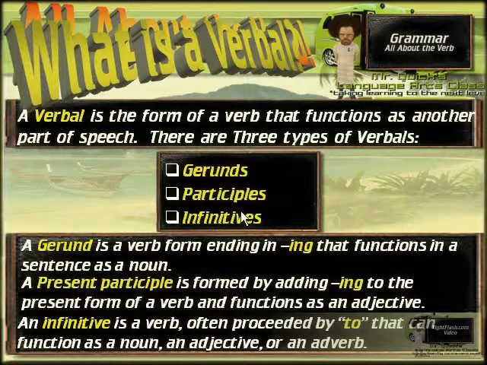Gerunds are always going to be nouns. And a little different than participles, where the participle is going to act as an adjective. I failed to mention also with participles that you can also add an ed at the end of them, and they still will be a participle here.